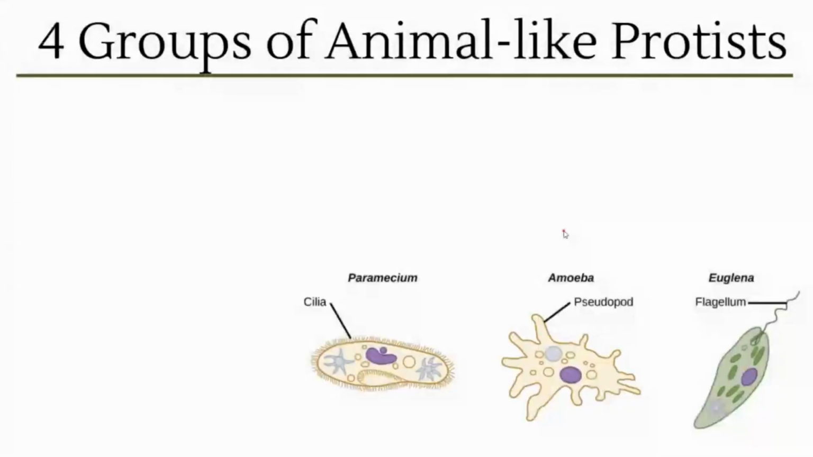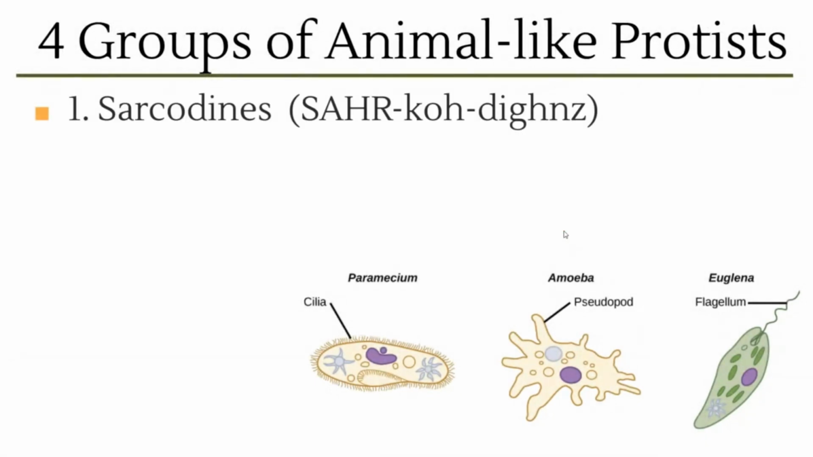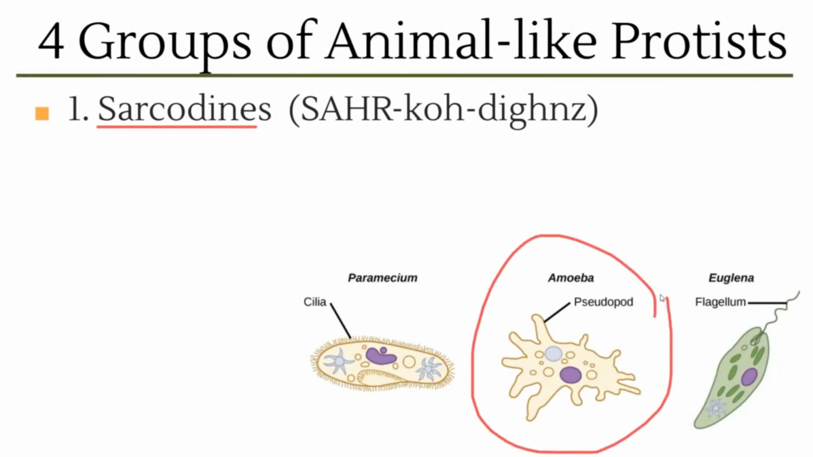So let's look at the groups of animal-like protistas. The first group is called sarcodine. Sarcodine includes the amoeba. Sarcodines move using a pseudopod. A pseudopod is a projection of their cell membrane because they have lots of little contractile filaments along their membrane, allowing them to move and change shape. And it can also help them consume food by phagocytosis. So these are going to be small pseudopods.